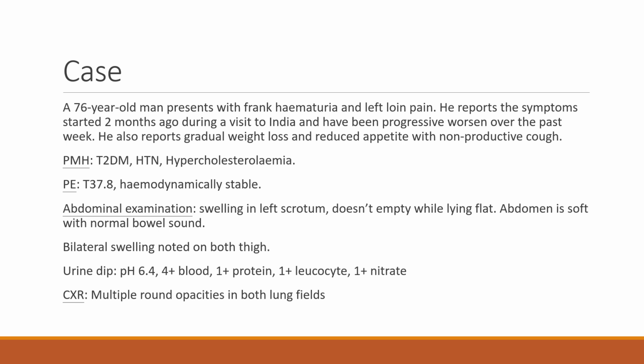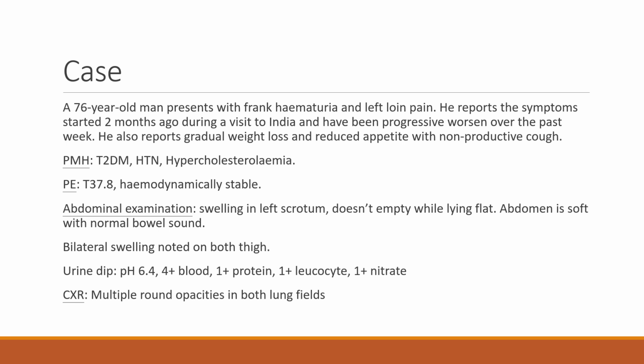We have a 70-year-old man presenting with haematuria and left lung pain. He reports the symptoms started 2 months ago during a visit to India and have progressively worsened over the past week. He also reports gradual weight loss and reduced appetite with a non-productive cough. His past medical history includes type 2 diabetes, hypertension, and hypercholesterolemia. On physical examination, his body temperature is 37.8 degrees Celsius and he is hemodynamically stable.